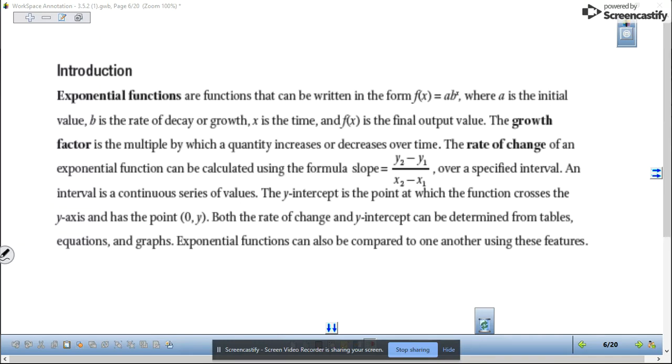The rate of change of an exponential function can be calculated using the slope formula over a specified interval. You can't just calculate it for any random couple of points. You're going to be given some points because it's going to be different. The rate of change is not constant because it's not a linear function. An interval is a continuous series of values. The y-intercept is the point where it crosses the y-axis, and so on and so forth. Most of these will not have an x-intercept, so we won't be comparing a lot of that. We'll be comparing mostly your y-intercepts.